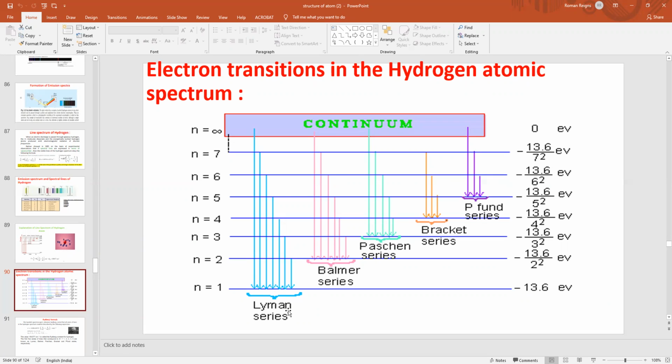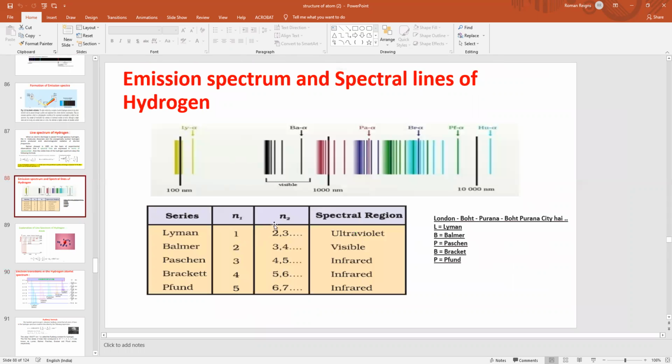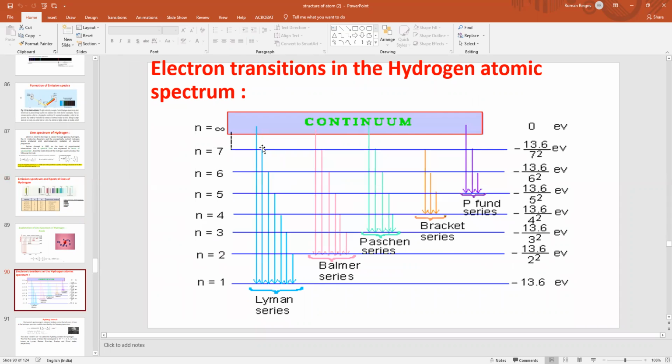Suppose it is a Lyman series, that means here the value of n1 will be 1. That is, it is falling back to the first level. You can see here from the diagram, it's very clear. Whether it is in the seventh or sixth or fifth or fourth or third or second, they are falling back into the first. So if it is a Lyman series, the ground state for them is 1. If it's a Balmer series, they are coming back to the second level. If it is a Paschen series, they are coming to the third level. If it is a Brackett series, they are coming to the fourth level. And if it is a Pfund series, they are coming back to the fifth level.